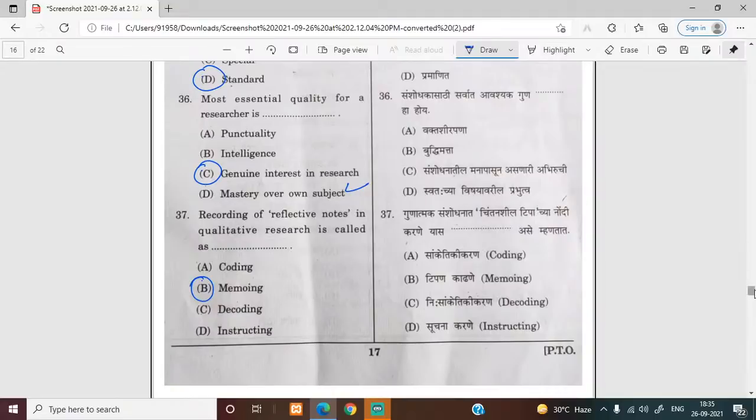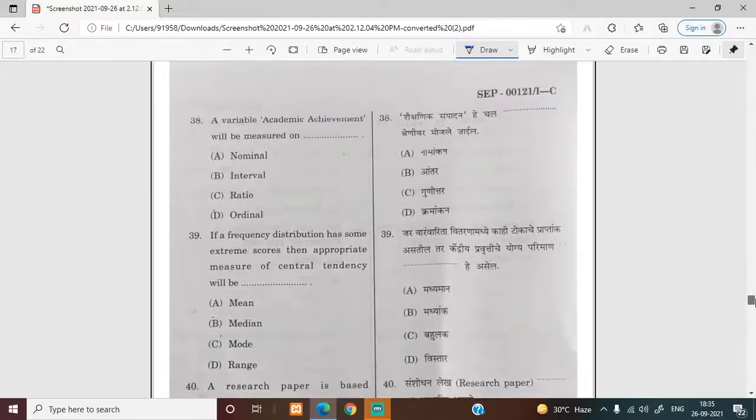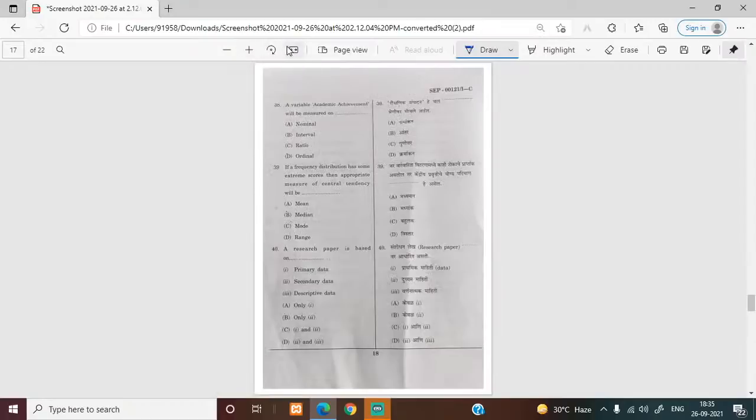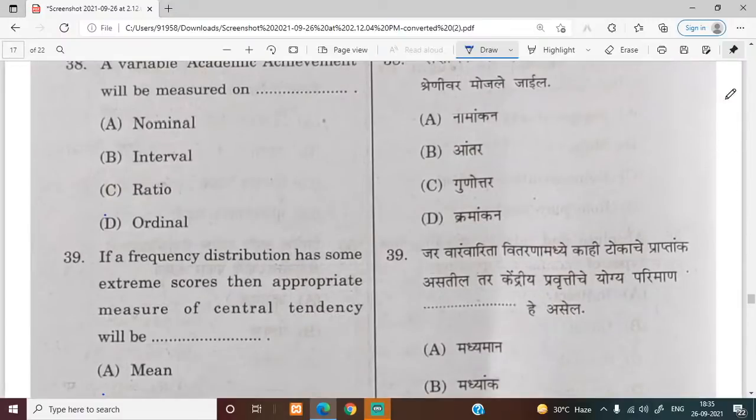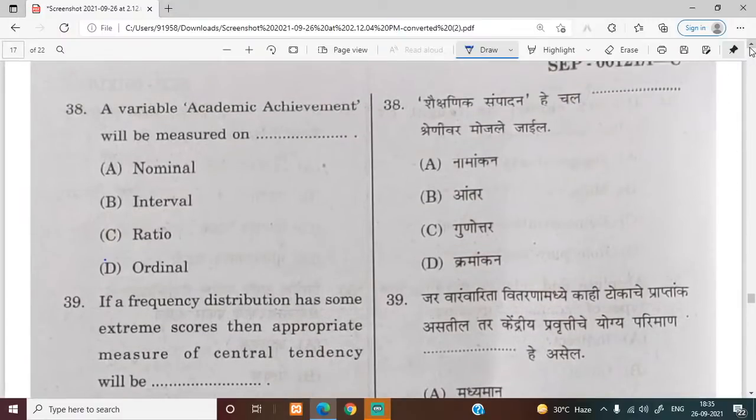Okay, let's look at the next question. A variable, academic achievement, will be measured on nominal, interval, ratio, or ordinal. So the variable academic achievement will be measured on ordinal. D is the right answer.